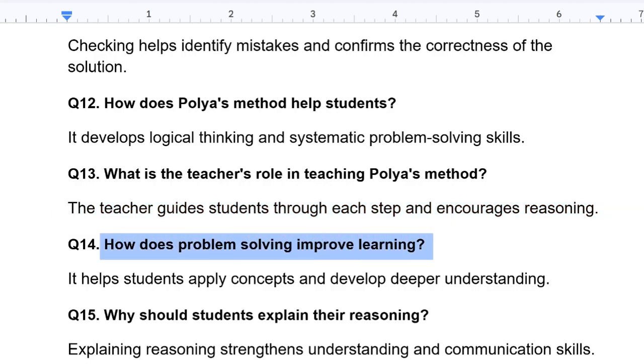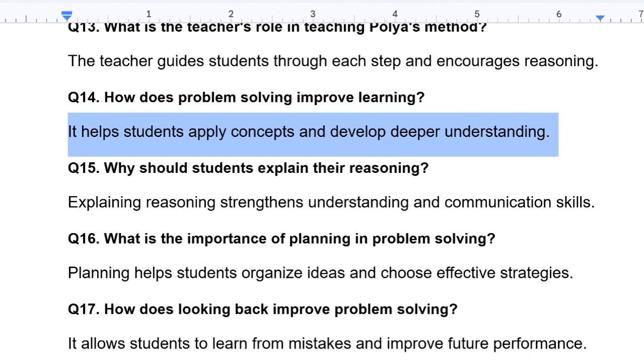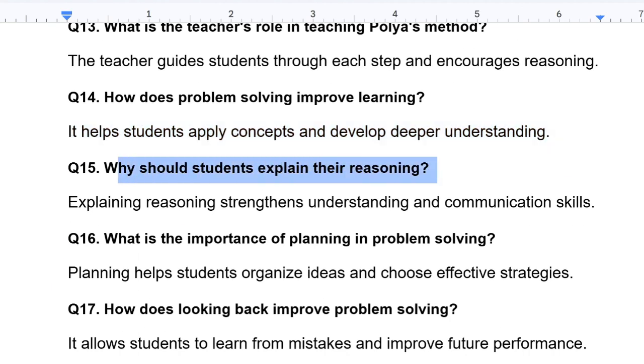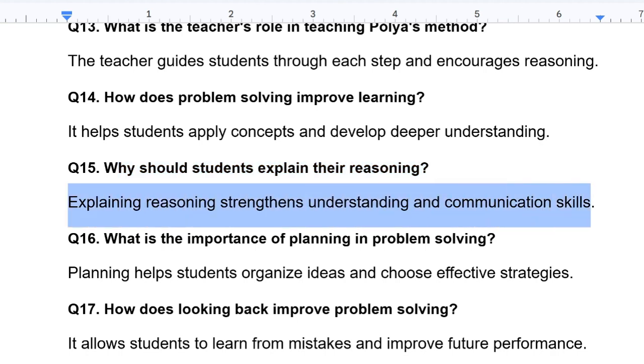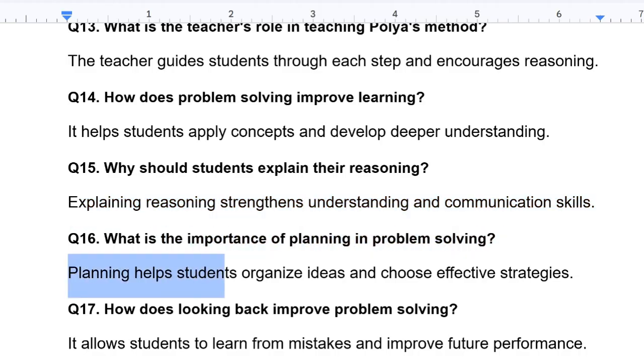How does problem solving improve learning? It helps students apply concepts and develop deeper understanding. Why should a student explain their reasoning? Explaining reasoning strengthens understanding and communication skills. What is the importance of planning in problem solving? Planning helps a student organize ideas and choose effective strategies.